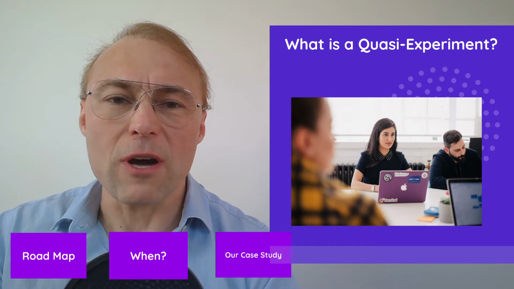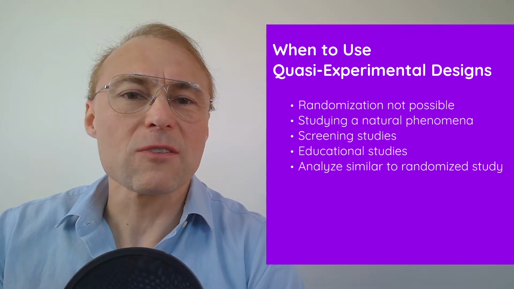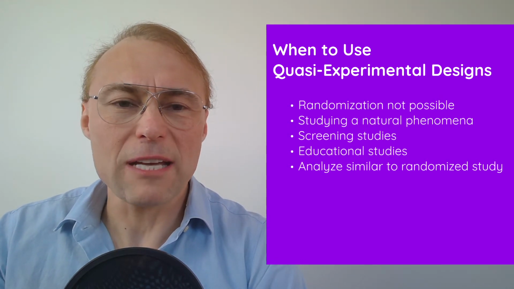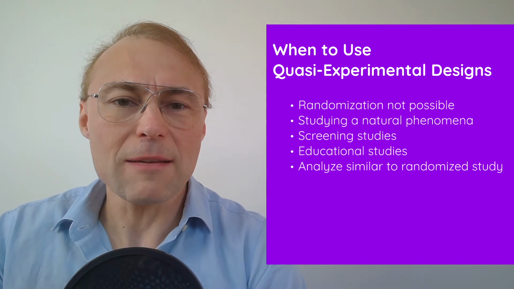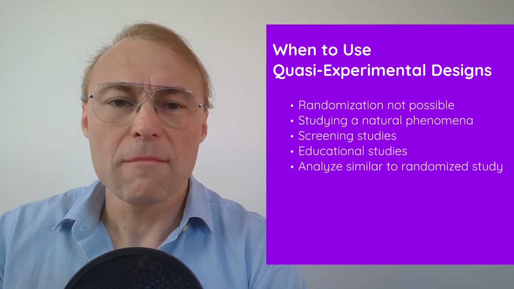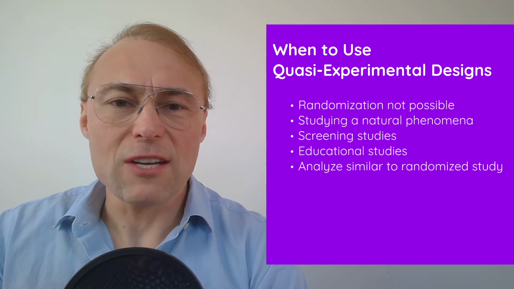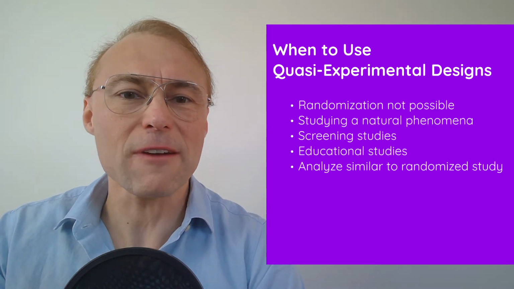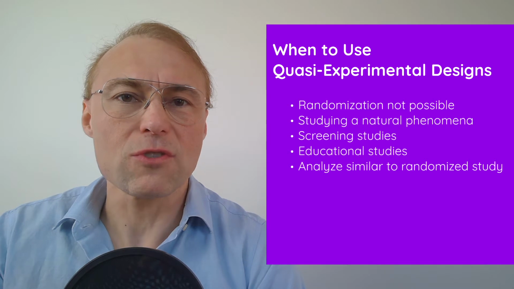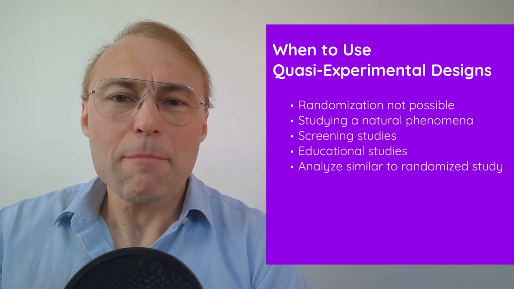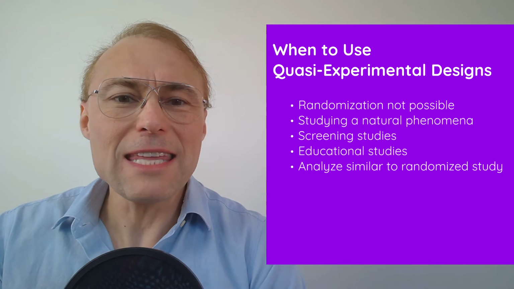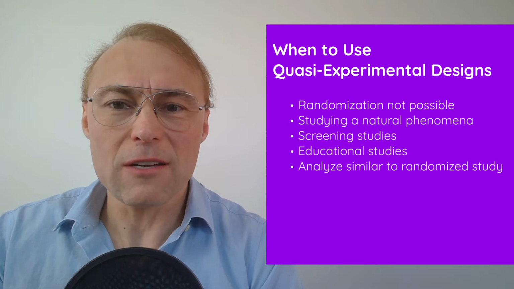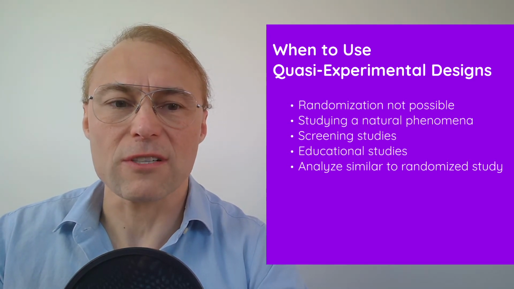When should we use a quasi-experiment? Well, there are a number of instances when we should use quasi-experimentation. Usually this is some type of intervention where randomization is simply not possible. Sometimes we're studying a natural phenomenon. Maybe we're doing a screening study. In educational studies, it can sometimes be considered either ethically inappropriate or logistically difficult to randomize students to one of two different interventions. But the advantage of quasi-experimentation is that in the end, we can analyze this very similar to a randomized study, and it does provide pretty good evidence of the effectiveness of our teaching intervention.